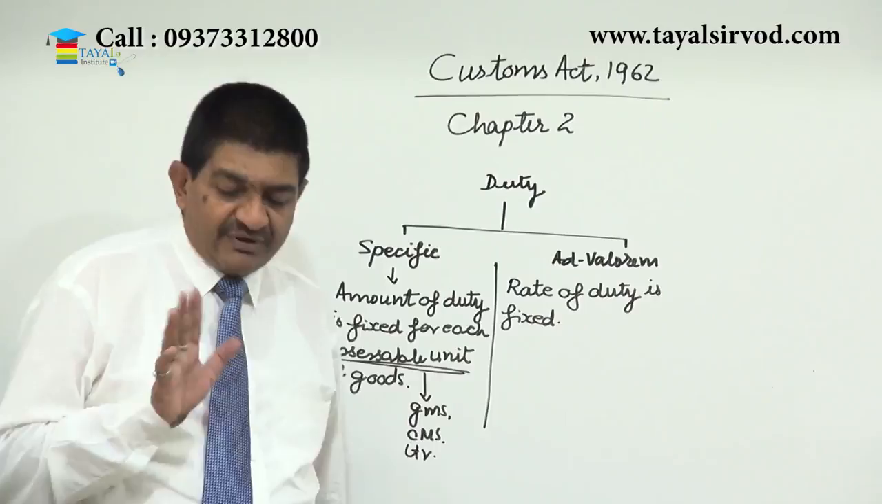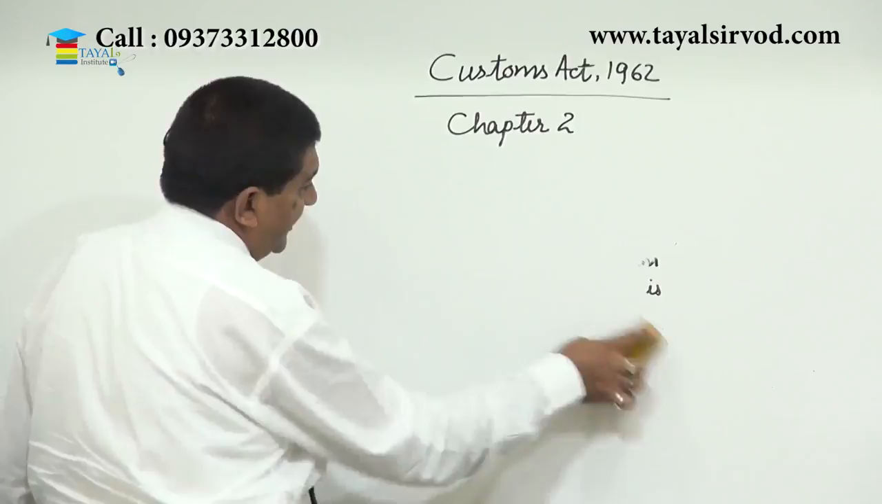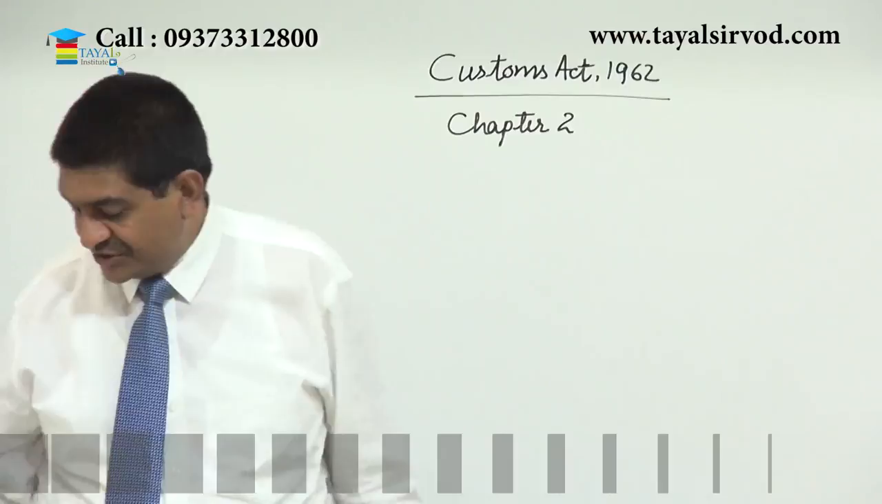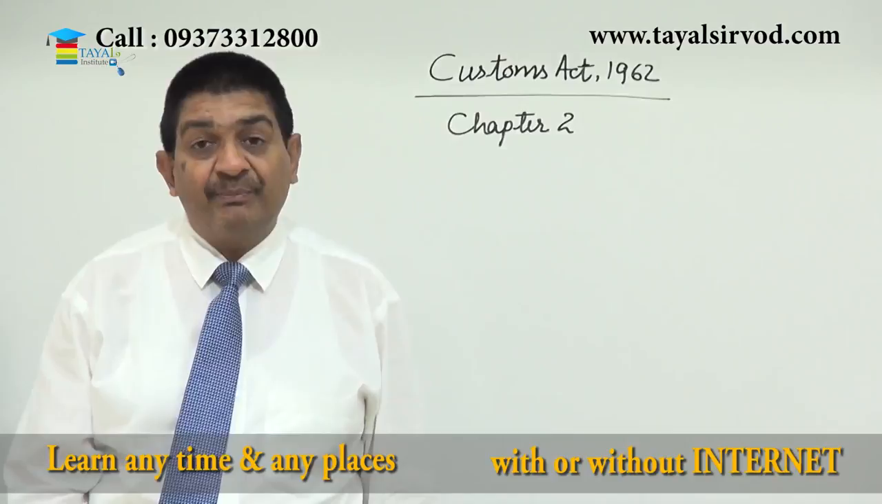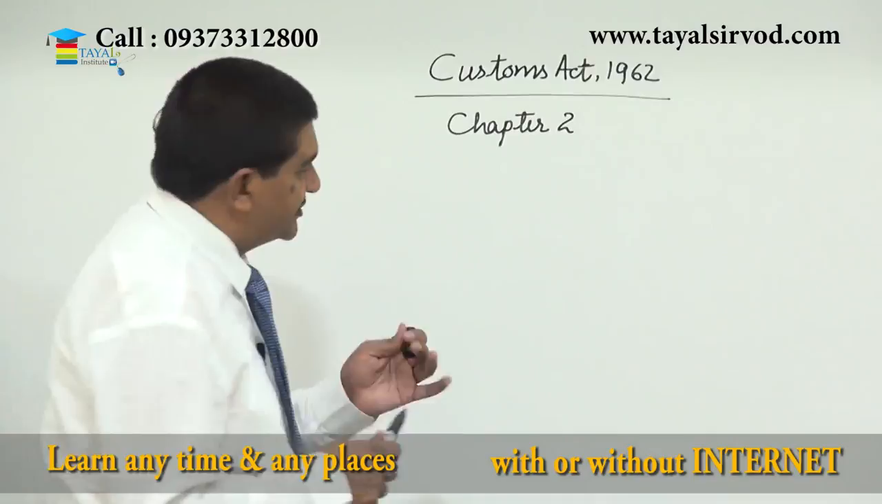The next, number two, we have integrated tax. This is being referred to as integrated tax. Right. And this is on all imported goods unless specified otherwise, and the rate of duty should not exceed 40%. Correct. So this is covered under section 37.